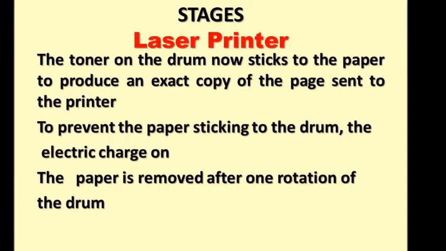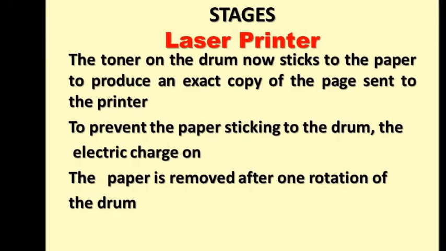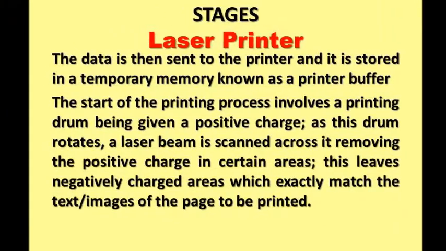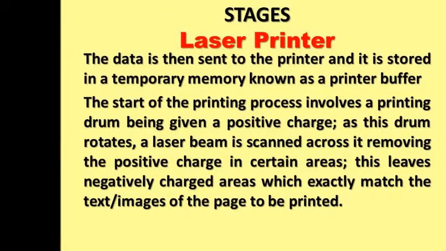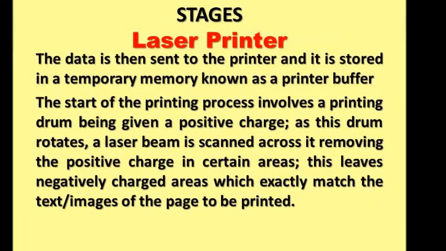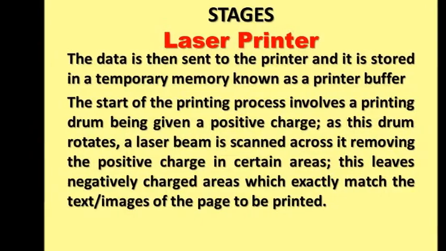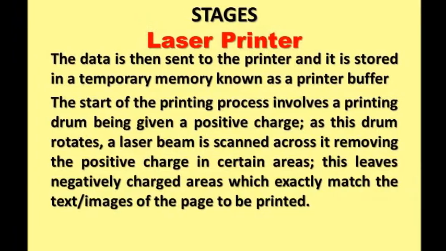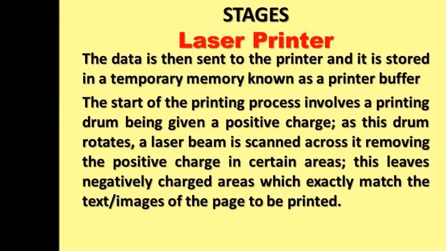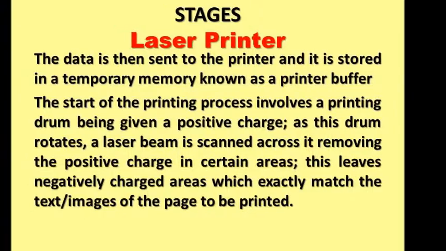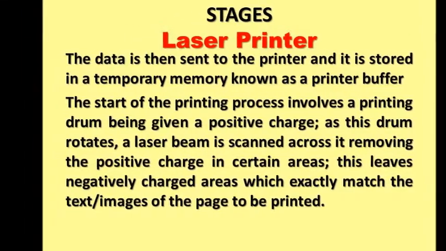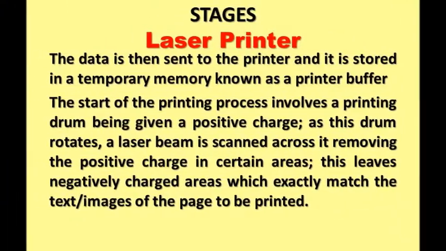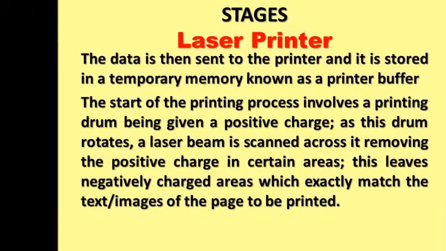The fifth step, this process of printing is different. The start of the printing process involves a printing drum. Over here in laser printers, we have a device known as a printing drum with a positive charge. As this drum rotates, a laser beam is scanned across it, removing the positive charge in certain areas. This leaves negatively charged areas which exactly match the text and images of the page to be printed. Number 6, the drum is then coated with positively charged powdered ink or toner. Since the toner is positively charged, it only sticks to the negatively charged parts of the drum.